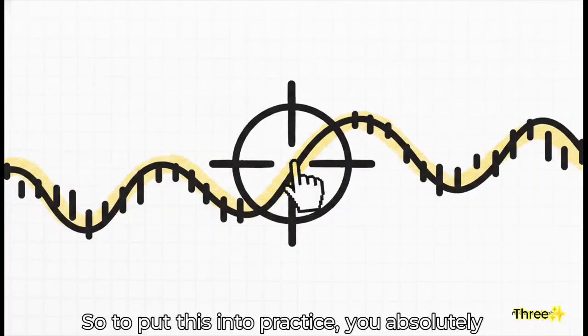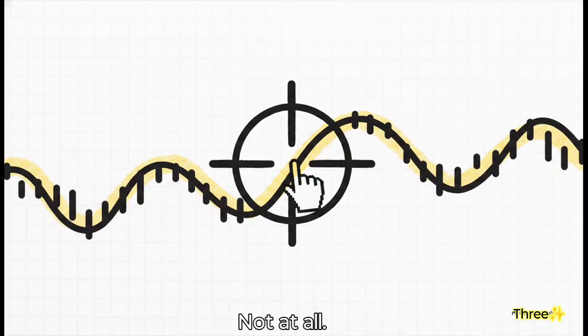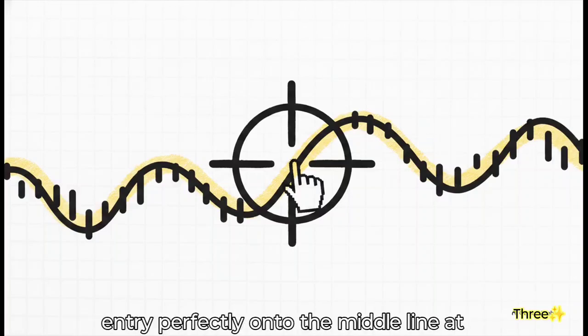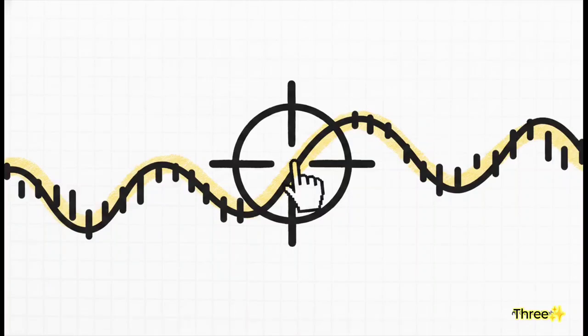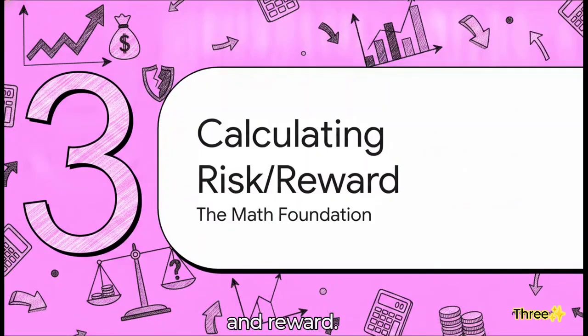So to put this into practice, you absolutely don't need some complex spreadsheet. Not at all. You literally just click to anchor the tool exactly at your intended entry point. For our example here, we're going to snap our entry perfectly onto the middle line at a price of $17.20. Easy as that. Which brings us to section 3, calculating risk and reward.